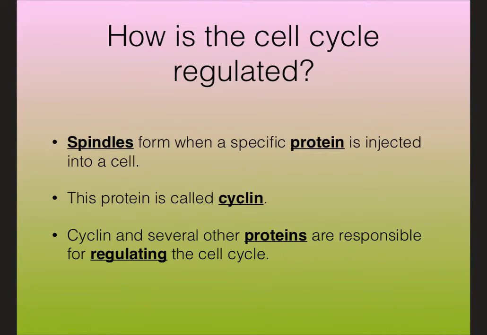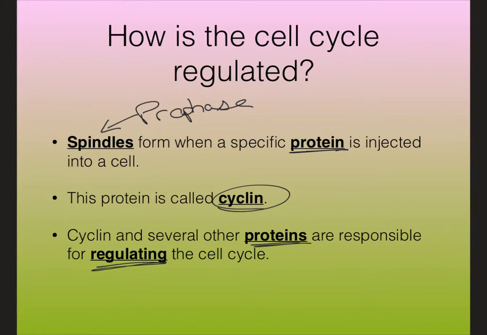So if you remember in the video on the cell cycle, spindles are things that form during prophase. Now the reason spindles form is because a specific protein gets injected into the cell, and then that protein kind of tells the cell what to do at that point. So the protein is called cyclin here. So these proteins again are responsible for regulating the cell cycle.